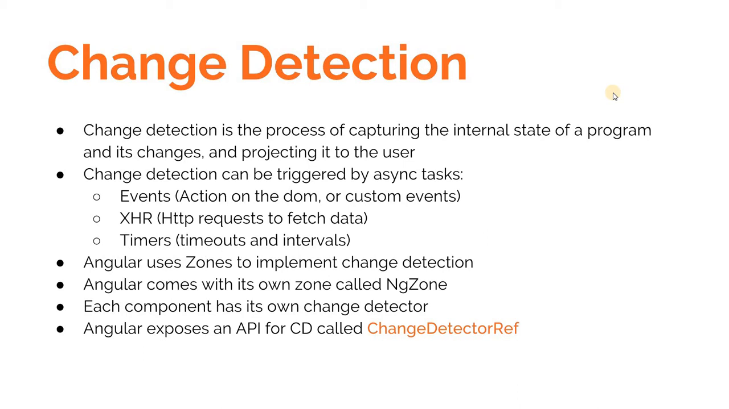Now Angular uses the concept of zones that was inherited from a language called Dart, and Angular comes up with its own zone named NgZone, where everything that we code is generally run inside a zone. Every component has its own change detector, and we can have access to that change detector by injecting a dependency known as the ChangeDetectorRef.